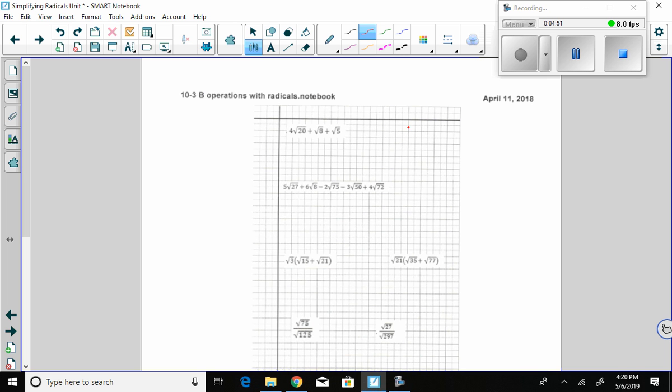So the square root of 20, right? The square root of 20 is what? The square root of 4 times the square root of 5, also known as 2 square roots of 5. So there's where I'm going to get that one.